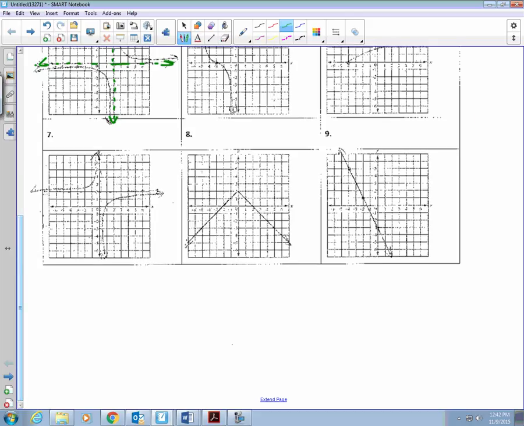How's about number 7? Up 2, what else? Flip. Vertical flip, isn't it? So this is y equals 1 over x. Is there any horizontal thing going on? No. So we can just still have y equals 1 over x, but we have to make it negative.